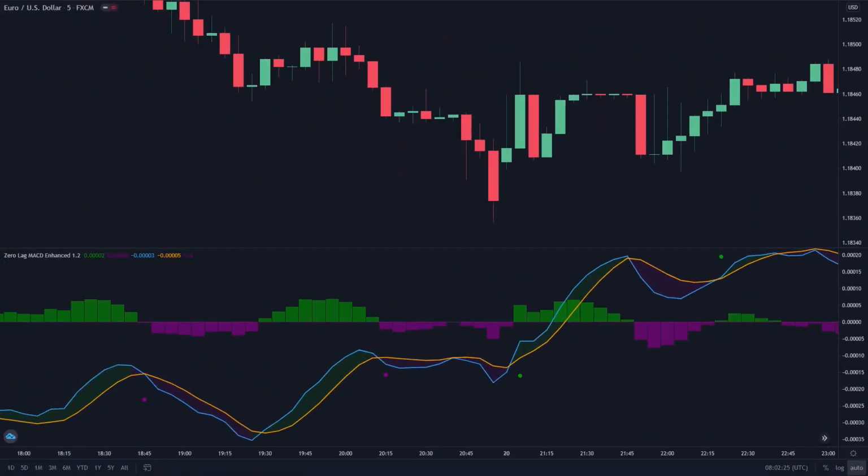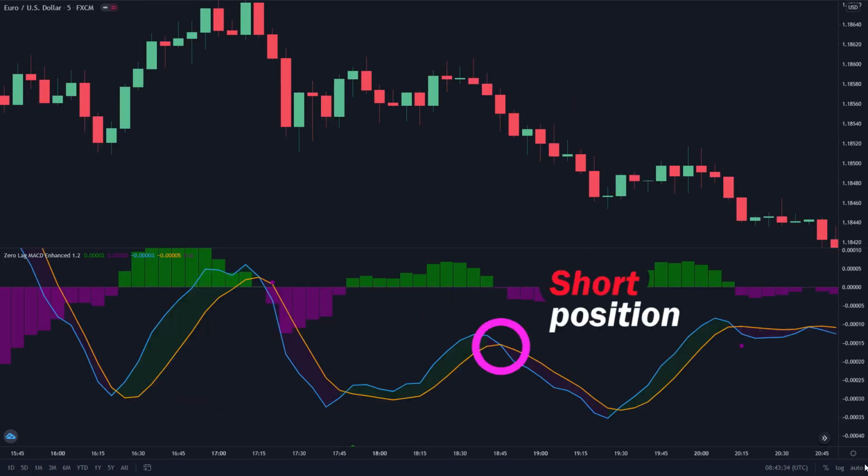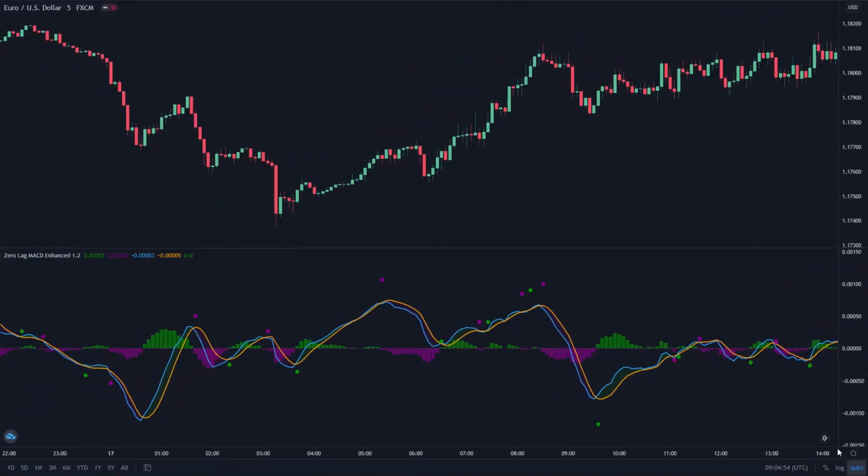The way we read this indicator is almost like a normal MACD. You take a long position when the blue line, the MACD line, crosses upwards through the orange signal line. And you take a short position when the blue MACD line crosses downwards below the signal line. But in this indicator, it does not matter if it's above or below the baseline. The lines can be in any position as long as it crosses over.